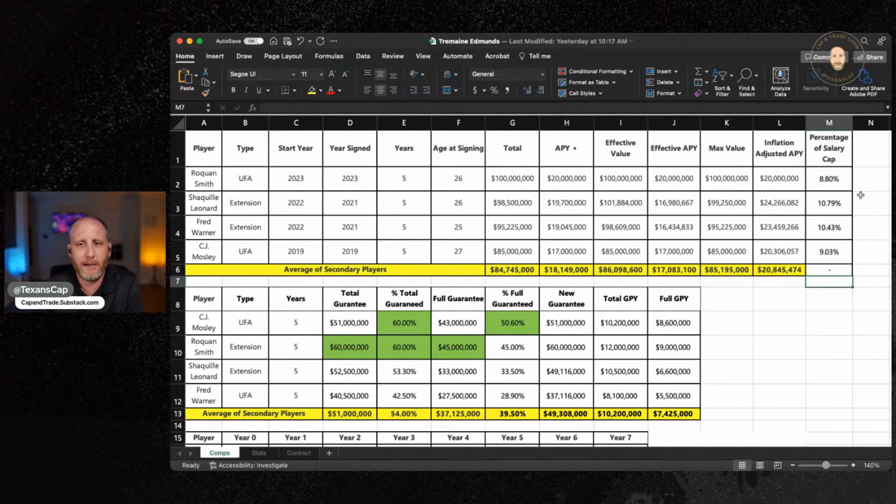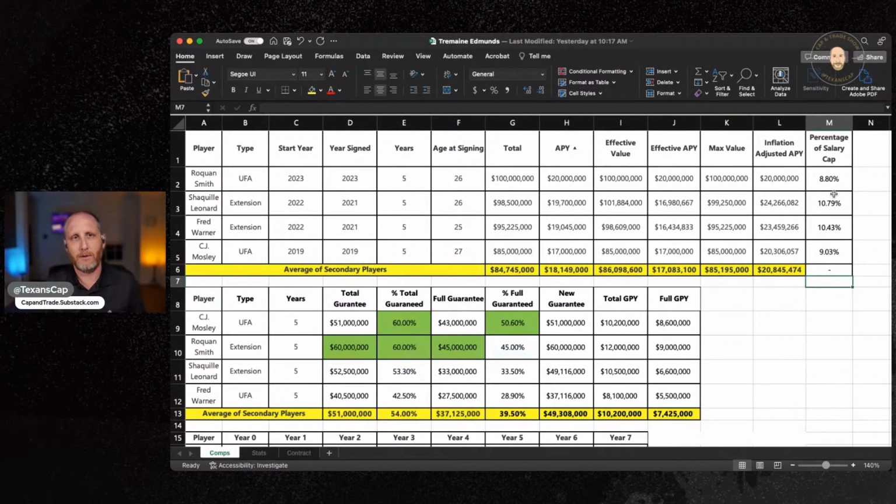Percentage of the salary cap. This is another key number to look at. So what this measure is, it's another way of looking at inflation. Basically, you take the APY and you divide it by the league salary cap that year. So Roquan Smith's number came in a little bit low because I went ahead and used the 2023 league cap, $224.8 million. There was such a big jump from 2022 and from 2021 for that matter.